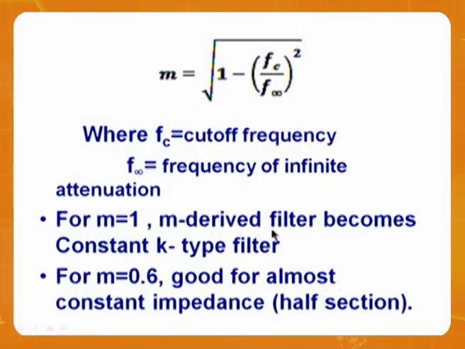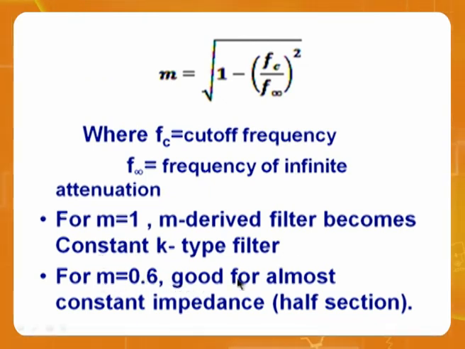will become smaller, 1 minus smaller will become a smaller value. No negative term should be there. If there is a negative term here, you will have a J term incoming. Such a thing should never happen. So Fc is the cutoff frequency, F infinity is the frequency at which attenuation is infinite. Right. For m is equal to 1, M-derived filter becomes constant phase.